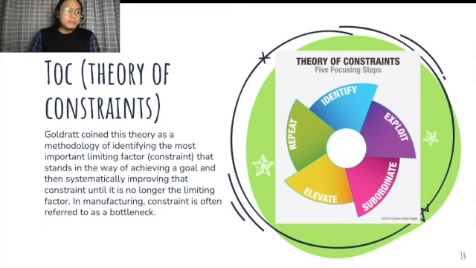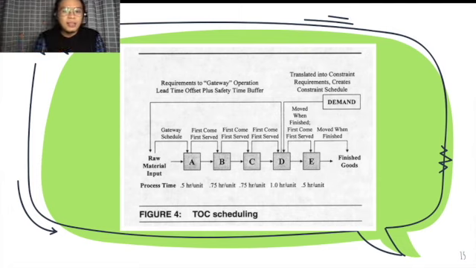The 5 focusing steps, as a methodology to identifying and eliminating constraints, are the following. This is according to Dr. Goldratt. He emphasizes that these are the 5 focusing steps: identify, exploit, subordinate, elevate, and repeat. So in order for you to identify the constraints, you must be able to follow the 5 focusing steps. Okay, so this is the diagram of the theory of constraint scheduling based on our simple model earlier.